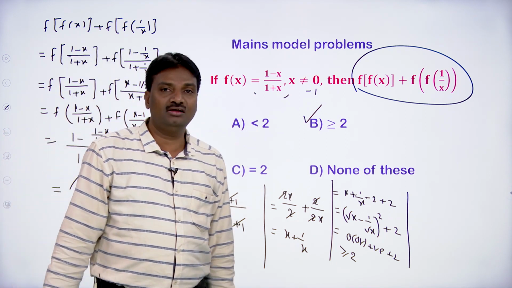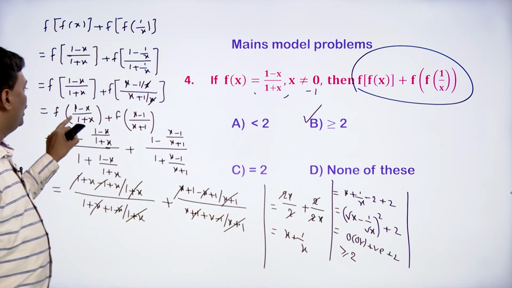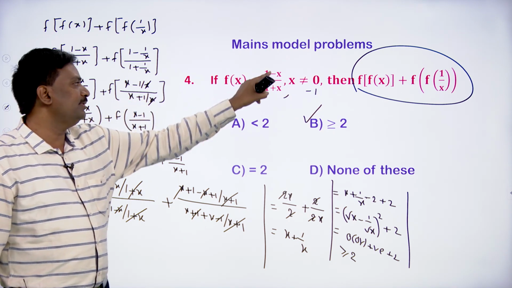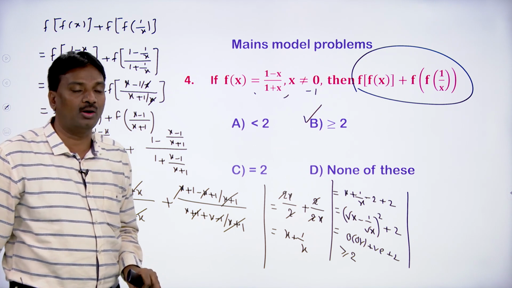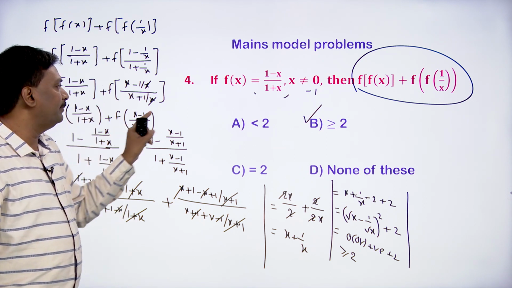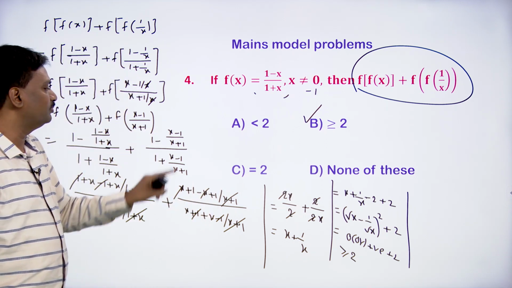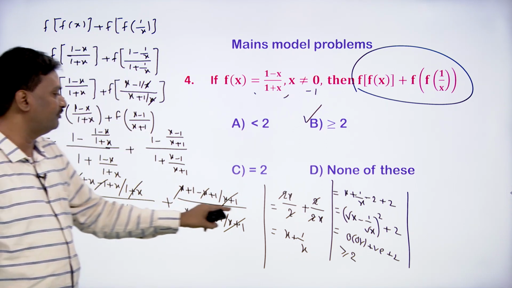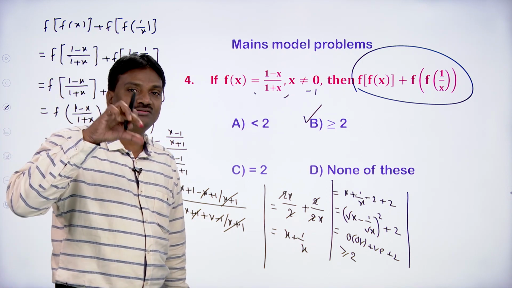Again by using the given function, that is f of x equal to 1 minus x by 1 plus x. For f of (1 minus x by 1 plus x), in place of x write 1 minus x by 1 plus x in both numerator and denominator. For f of (x minus 1 by x plus 1), in place of x in both numerator and denominator write x minus 1 by x plus 1 and simplify that. Finally we have gotten x plus 1 by x. Here add and subtract 2.